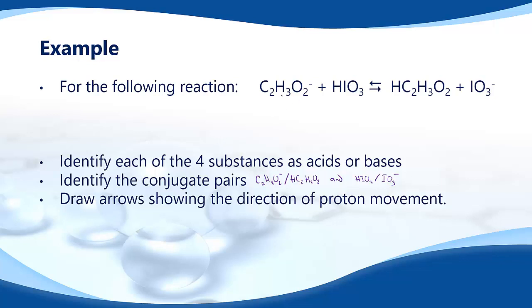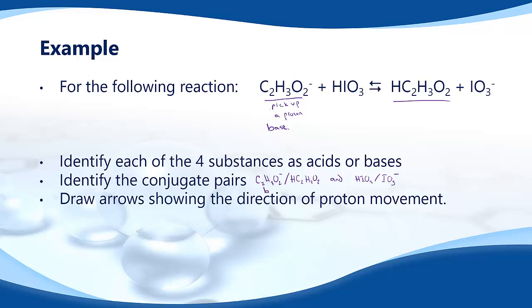Okay, so to identify these, I'm going to look at acetate, and I'm going to look at HC2H3O2. In order to get from acetate to HC2H3O2, what has to happen is this thing right here has to pick up a proton, right? So it has to gain a proton to become this thing on the right. So that means that this is going to be a base. Acetate ion is our base, right? So I'm going to label this as base.